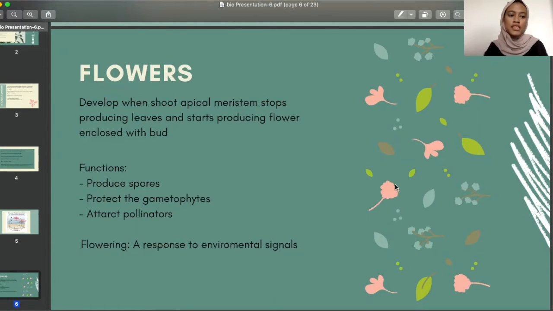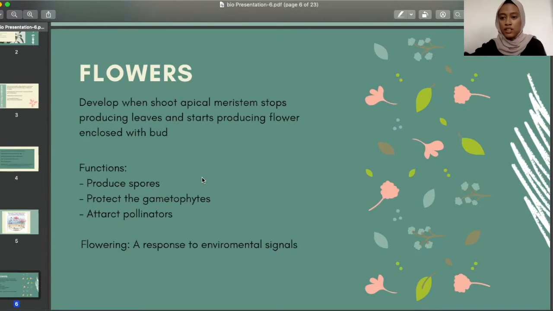Flowers are the seed-bearing part of a plant. They consist of reproductive organs, which we will cover soon, and are surrounded by brightly colored petals, known as the corolla, and also green sepals, also known as the calyx. Flowers develop when the shoot apical meristem stops producing leaves and starts producing flowers enclosed within a bud.